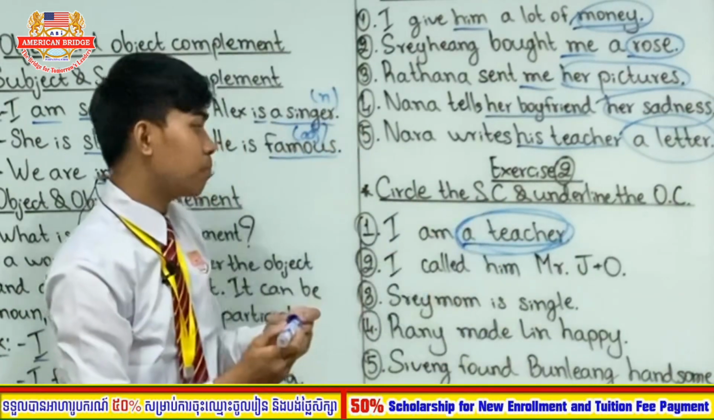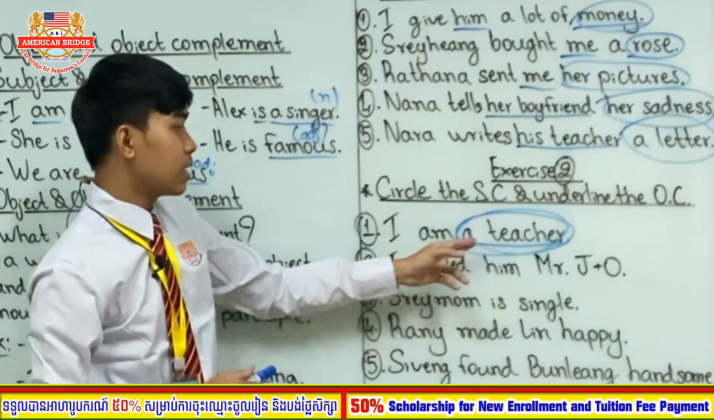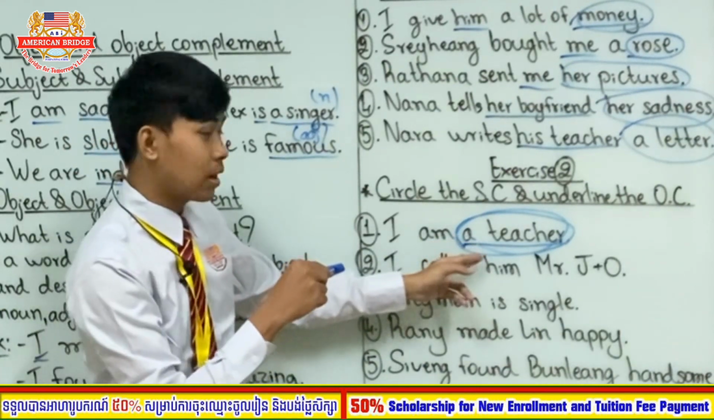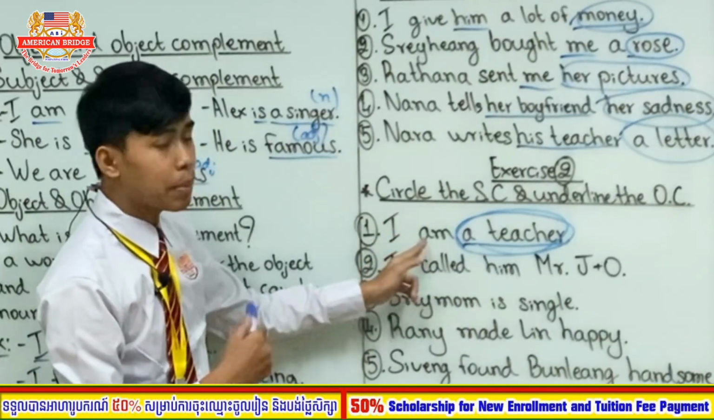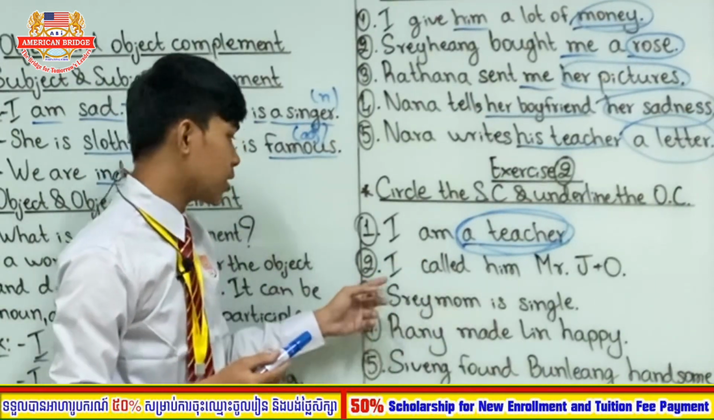Circle the subject complement. Why I say a teacher is a subject complement? Because subject complement is a noun or an adjective. This one, it is a noun that comes after a linking verb and it describes about the subject. I am a what? I am a teacher. So a teacher is a subject complement. Let's go to number 2.